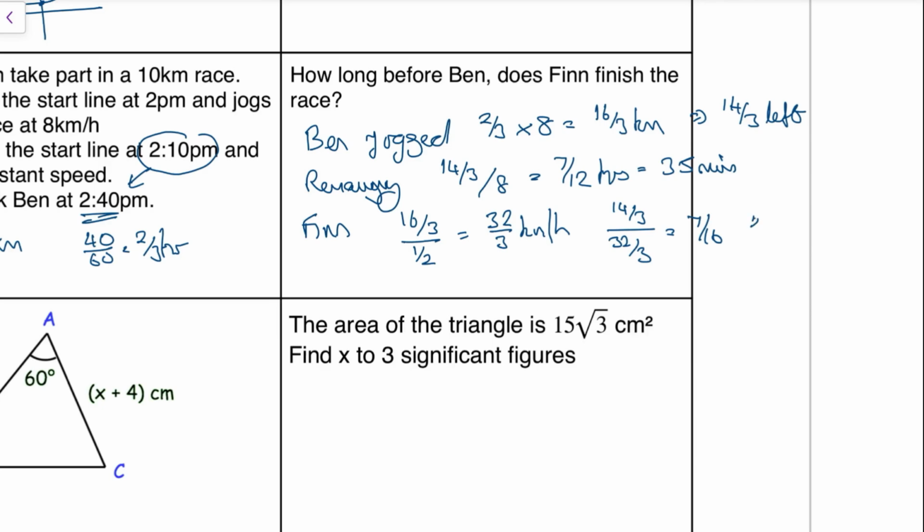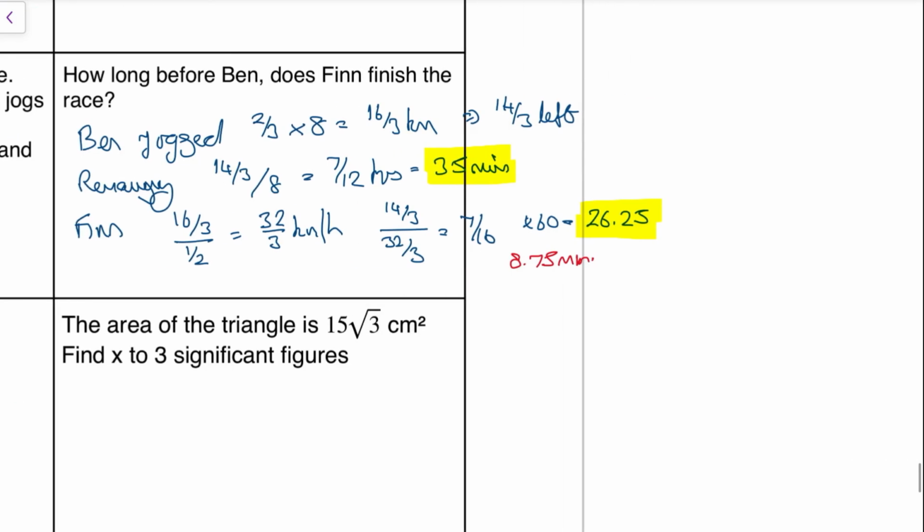Multiply that by 60, tells me how many minutes that is: 26.25 minutes. What does the question want? Let's remember what the question wants. The question wants how long before Ben does Finn finish the race? Well, the difference between these two here, let's highlight them. The time it took Finn to get to the finish line from their crossing point, to the time it took Ben, is going to be 35 minus 26.25, 8.75 minutes. Now, that will probably be acceptable because it doesn't say minutes and seconds, but let's remember that 3/4 of a minute is 45 seconds. So you could also say 8 minutes, 45 seconds.